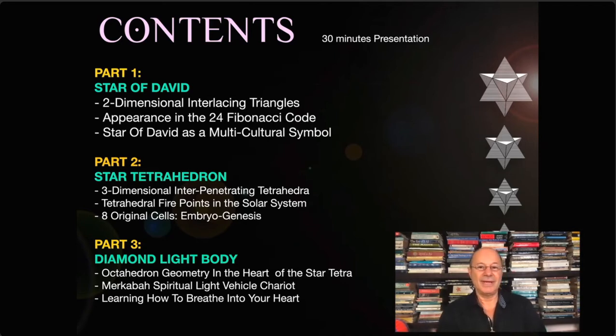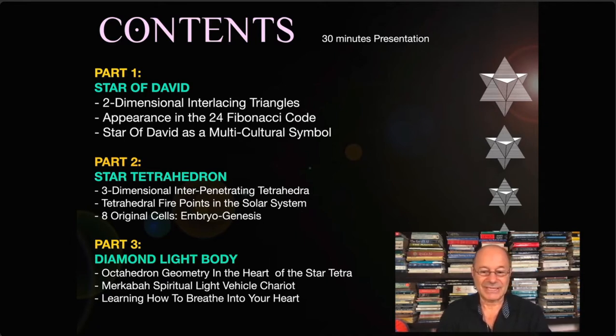So I've put together this 30-minute presentation. There are three parts. Part one is on the Star of David, two interlacing triangles. There's a 24 Fibonacci code I want to explain that makes the Star of David, and it's a multicultural symbol. Part 2 is the star tetrahedron, which is about two interpenetrating, two interdigitating tetrahedra. We're going to look at the fire points in the solar system, the tetrahedral fire points, and our 8 original cells. And then we come to the final bit, part 3, which is the diamond light body.